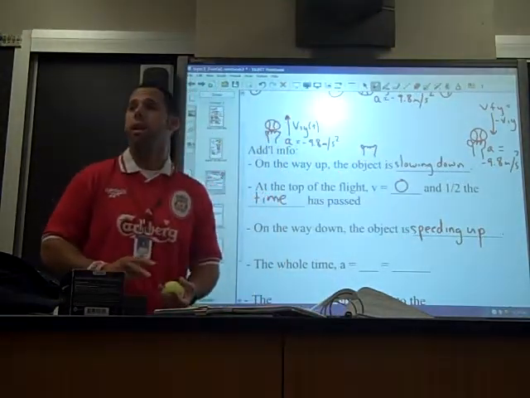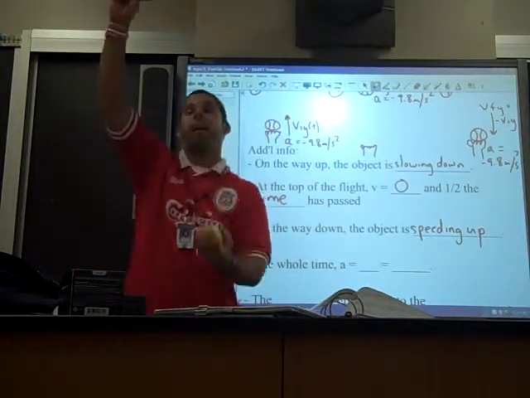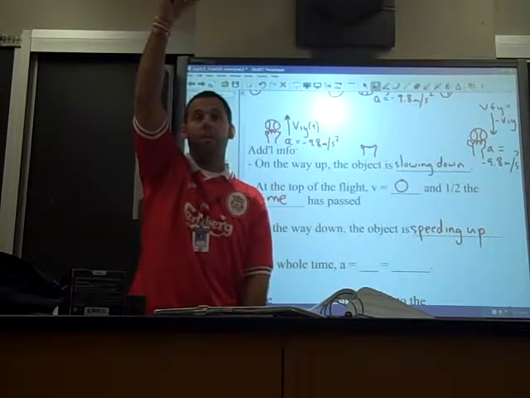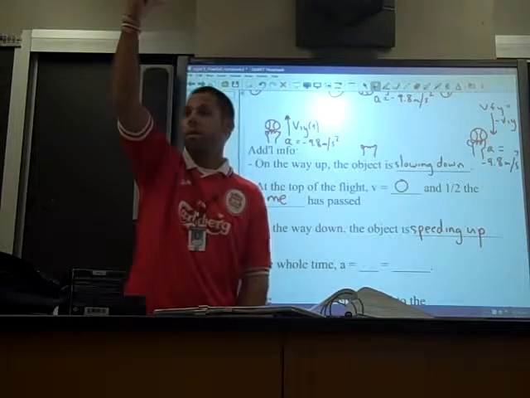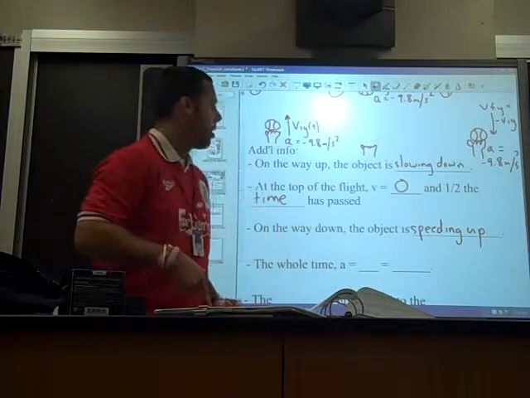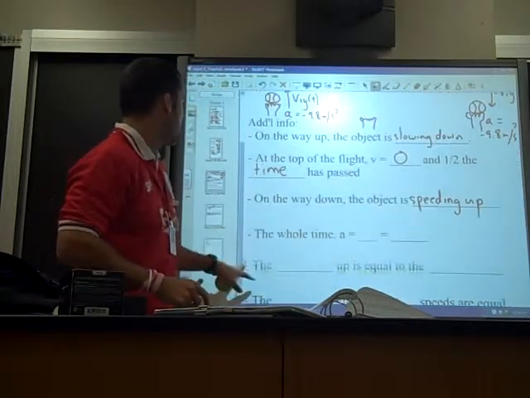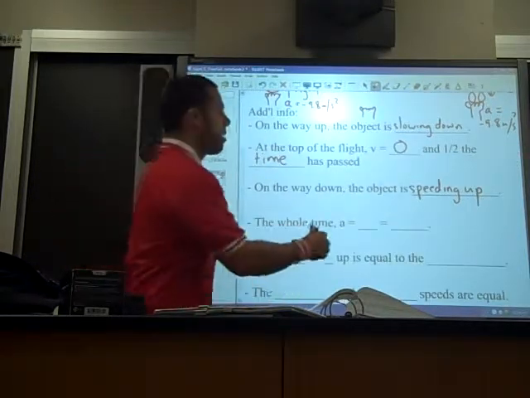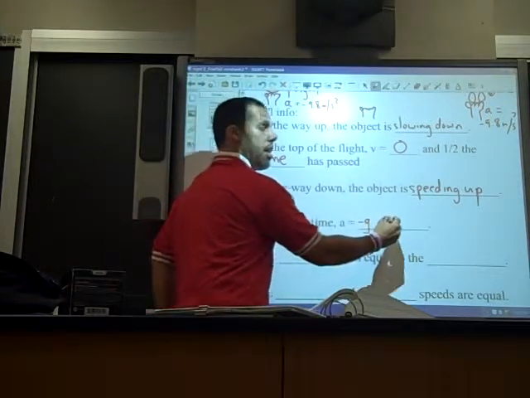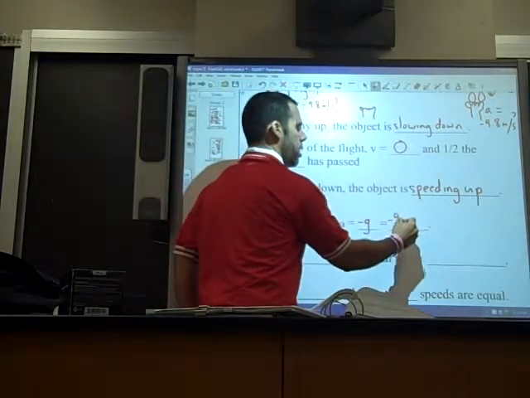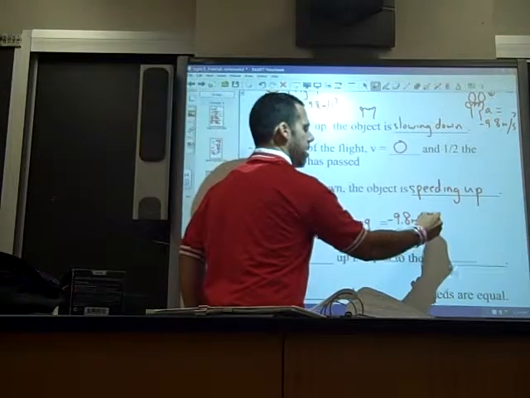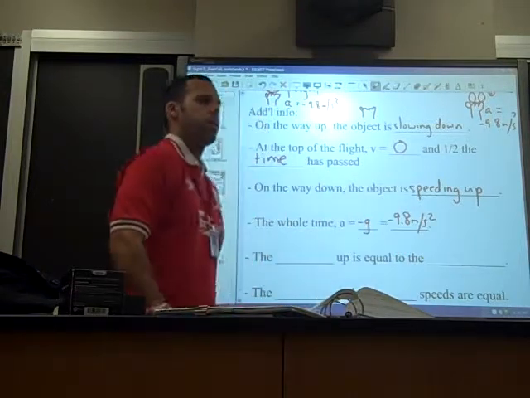Essentially, it is a free fall, right? The ball goes up, it stops at that max height, v initial 0, right? If you look at the second half of the problem, it's a free fall problem. That's why we do free fall first. The whole time, a equals negative g equals negative 9.8 meters per second squared. Just don't make that mistake.